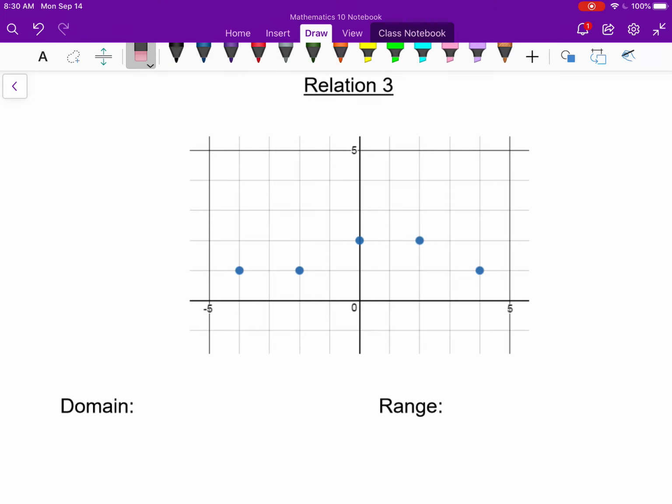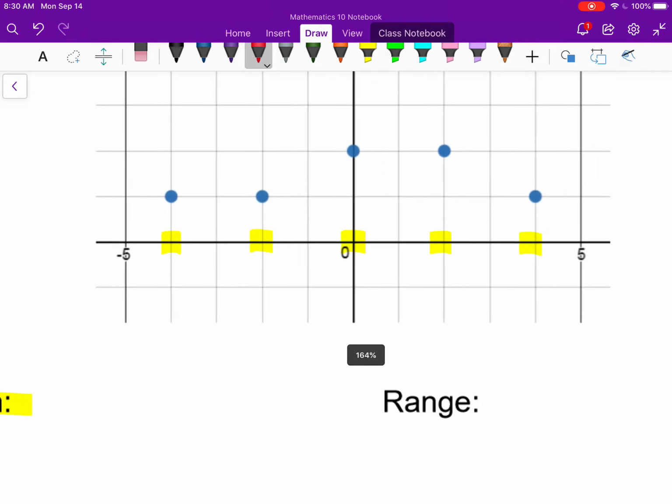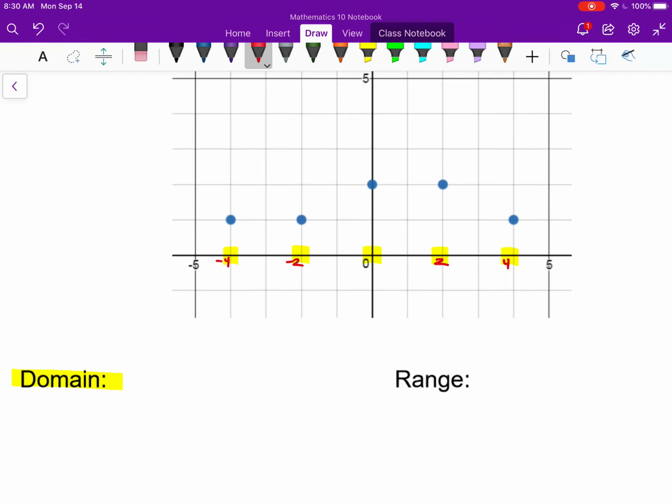Well, my domain is the description of the inputs. In this case, I look at these points, but I just care about the x-coordinate. I don't really care about how high they are. So what are these x-coordinates? Well, this is -4, -2, 0, 2, and 4. But not in between, right? These are discrete points. It's not continuous, right? That would be continuous, but that's not how it looks.